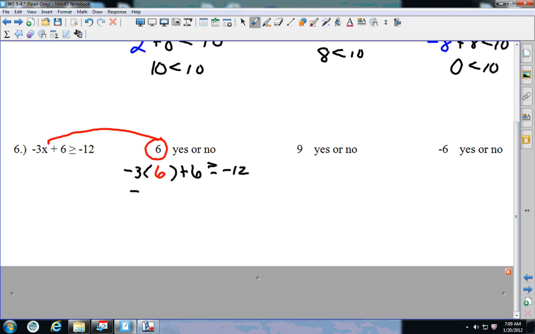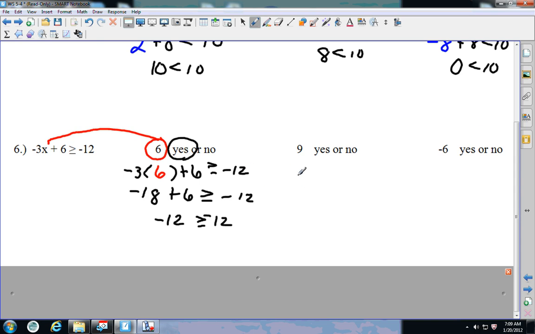Negative 3 times 6 is negative 18. Negative 18 plus 6, is that greater than or equal to negative 12? Well, this is negative 12. Is negative 12 greater than or equal to negative 12? Yes, it is. It's equal to each other.